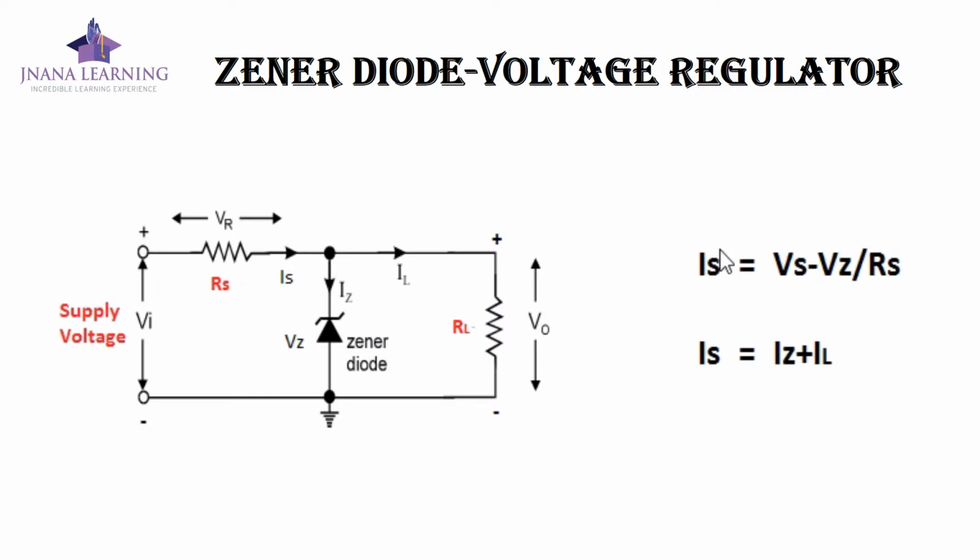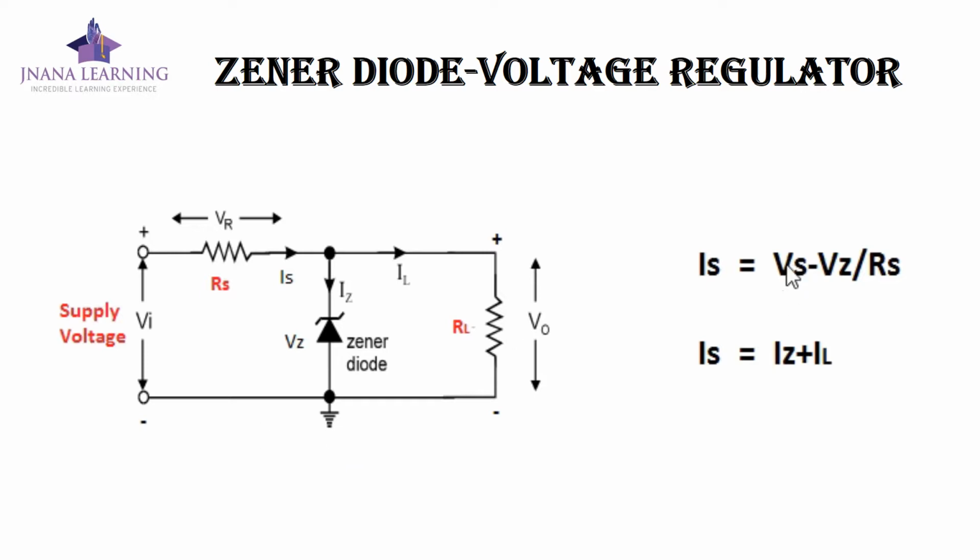Now the current IS, which is flowing through the series resistor, is equal to Vs minus Vz divided by Rs. Vs means the supply voltage or input voltage, Vz means the Zener voltage, and Rs means the resistor. And Is is also equal to Iz plus IL, that is, Iz means the Zener current and IL is the load current. So when the Zener diode operates in its breakdown region, the voltage across it, that is Vz, remains fairly constant even though the current Iz flowing through it may vary considerably.